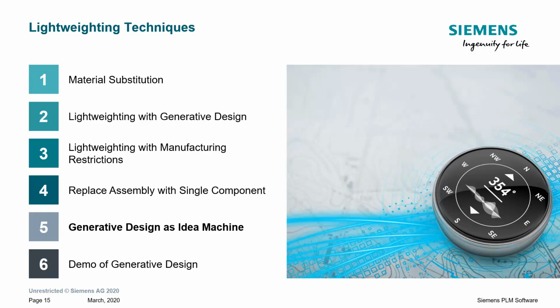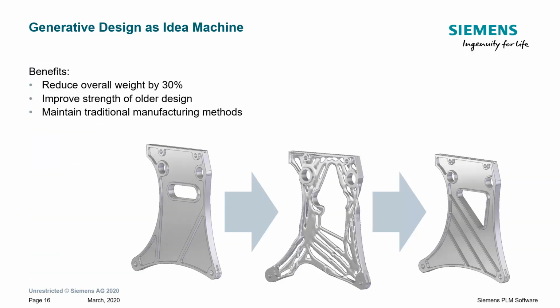Now here's an approach that you may not have thought of. What about using generative design as an idea machine? Going back to our aerospace example, we created a generative design of the part, but then because we wanted to maintain original traditional manufacturing methods, we simply modified the design so that it looked similar to the generative design model while reducing weight. This allowed us to reduce the overall weight by 30% while still maintaining traditional manufacturing methods.